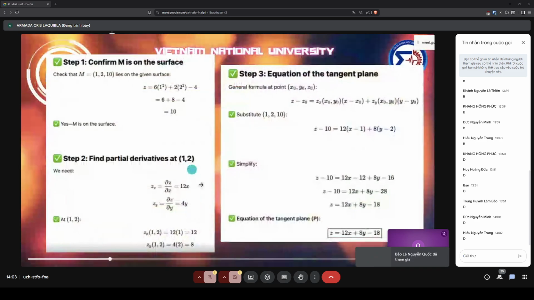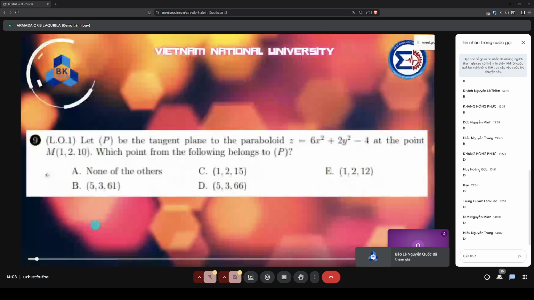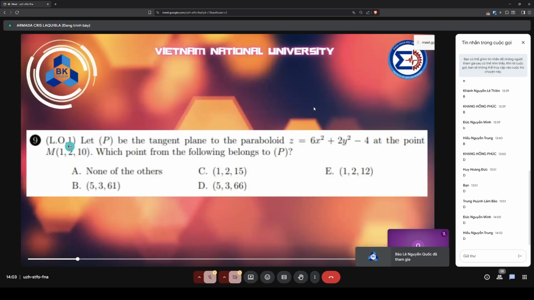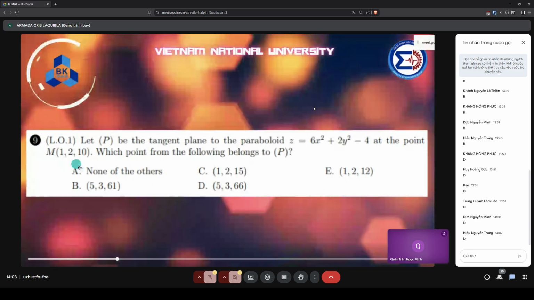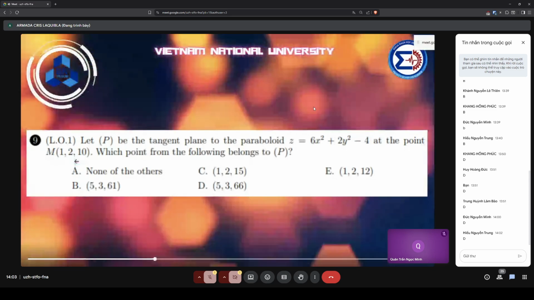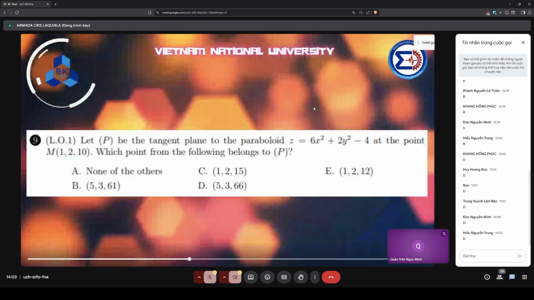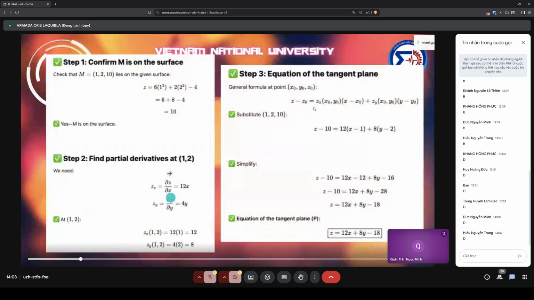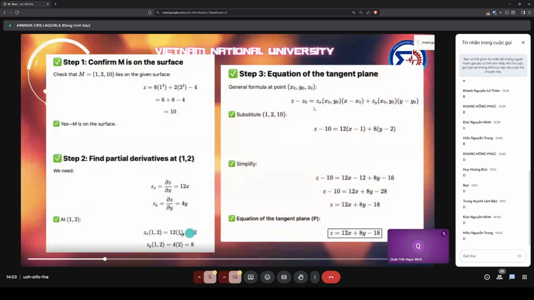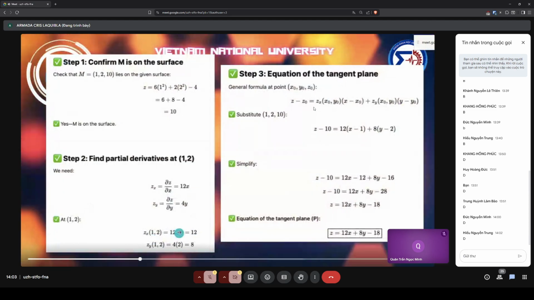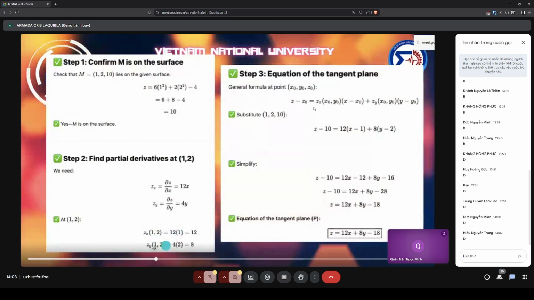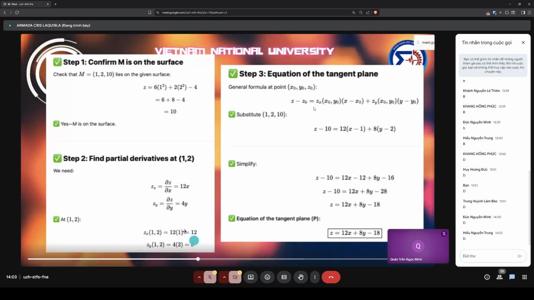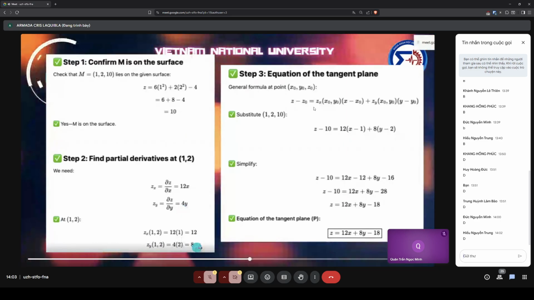Now you substitute the points that you have there. It's point 1, 2, 10, right? This is your point M. So your x here is 1 and your y is 2. So we substitute x in the 12x. So your zx of 1, 2 is 12, and then your zy of 1, 2 is 8, because this is 4 times 2, your value of y is 2. So that's 12 and 8.